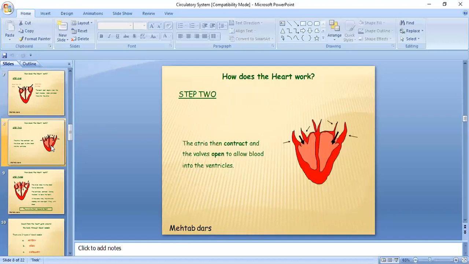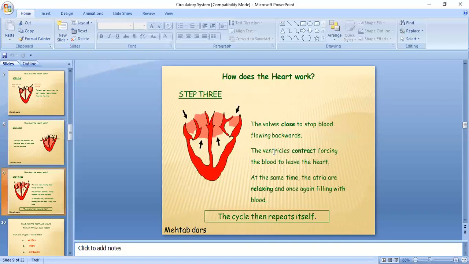So the second step: now you see here the oxygenated blood moves into the left atrium and left ventricle. The atria then contract and the valve opens to allow the blood into the ventricle. So the third step is the valve. The main function of the valve is to close to stop the blood flowing backward.